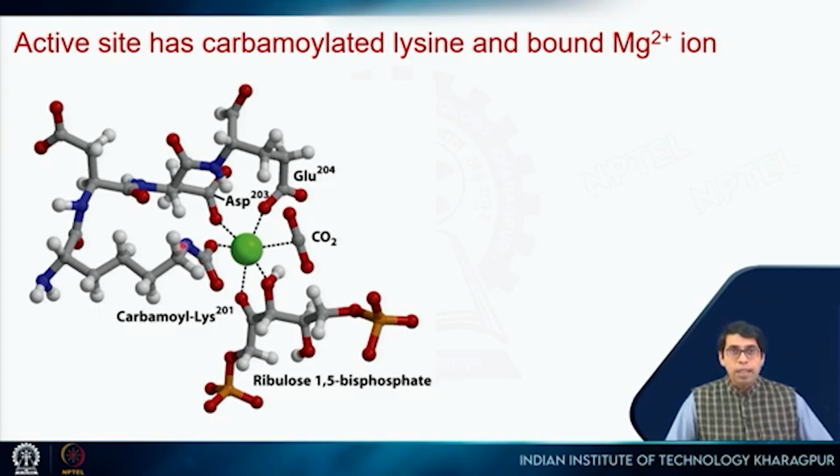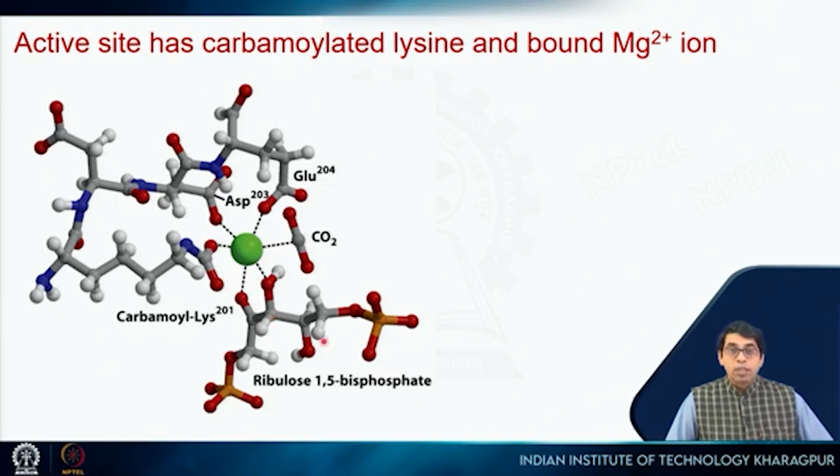However, this amine group is modified by a carbamoyl group. Okay, so this is carbamoylated lysine, and there is a magnesium ion in the active site. So this magnesium ion is coordinated by this carbamoyl end of the lysine. Then the aspartic and glutamic acid side chains are there.